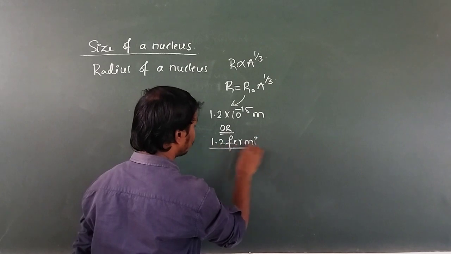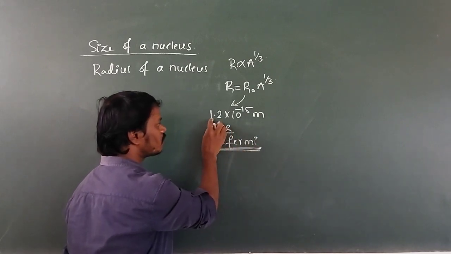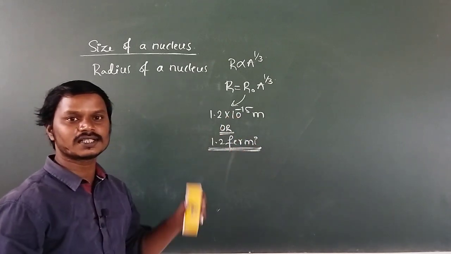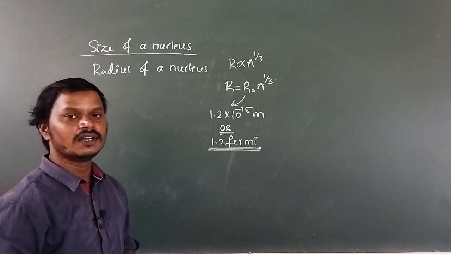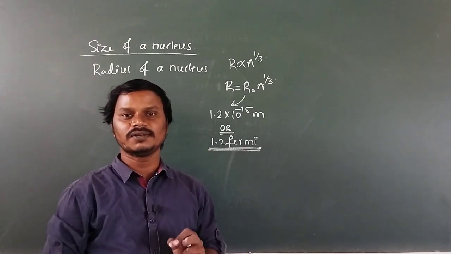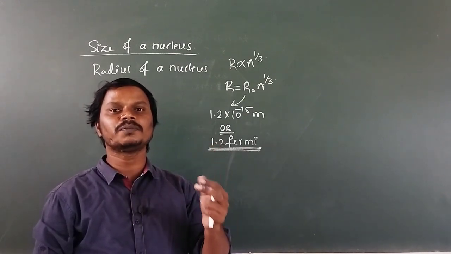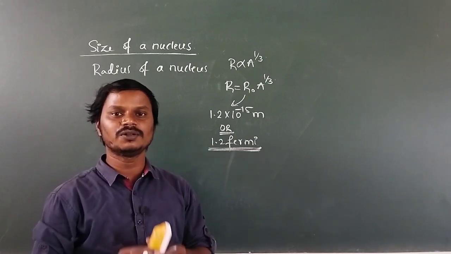1.2 per me. So what is the value of 1.2 per me? That is 1.2 into 10 to the power of minus 15 meter. And now if two nuclei are given, so we have to find the ratio of radii of those two nuclei. Then how to find them?